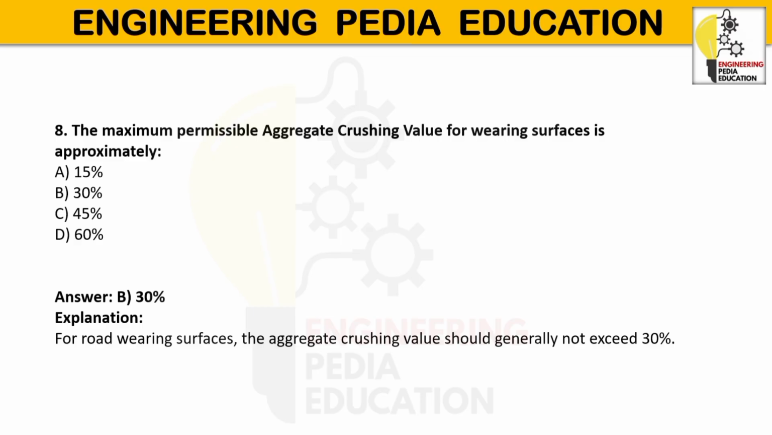Aggregate crushing value test measures the resistance of aggregate to crushing under a gradually applied compressive load. It is used to assess the strength of coarse aggregate and to determine the suitability for road construction and concrete work. Aggregate crushing value apparatus, compression testing machine, cylindrical measure, tamping rod, 2.36 mm sieve and weighing balance are the apparatus used in this test.